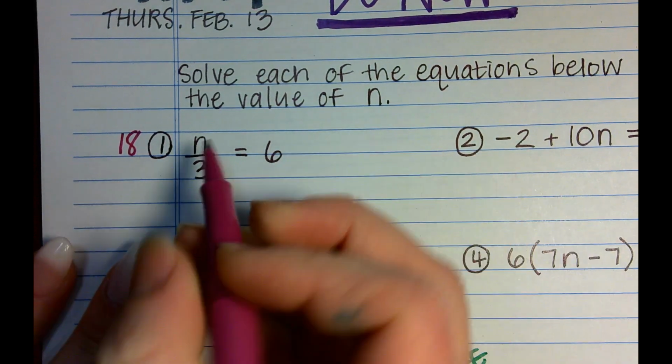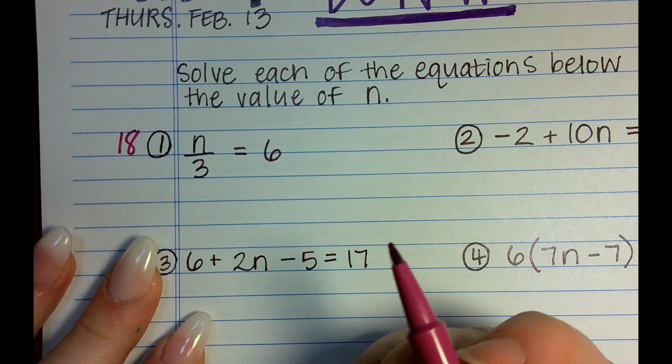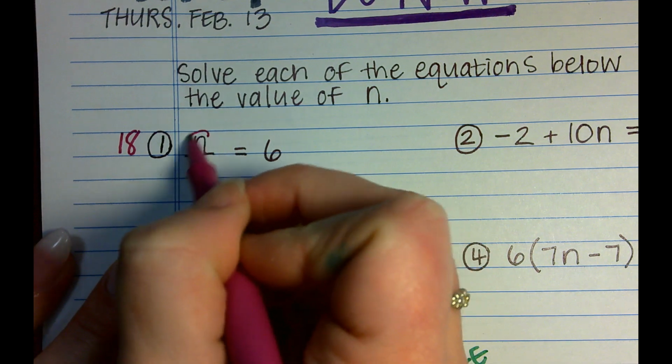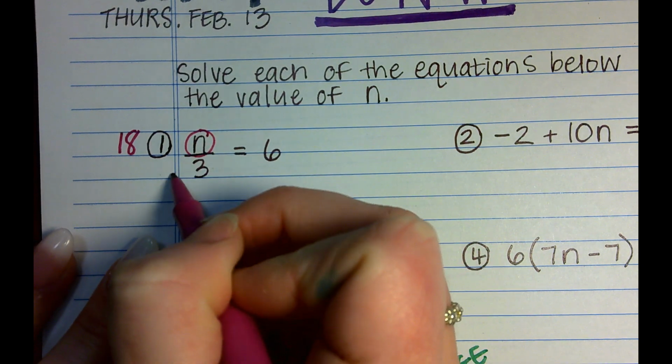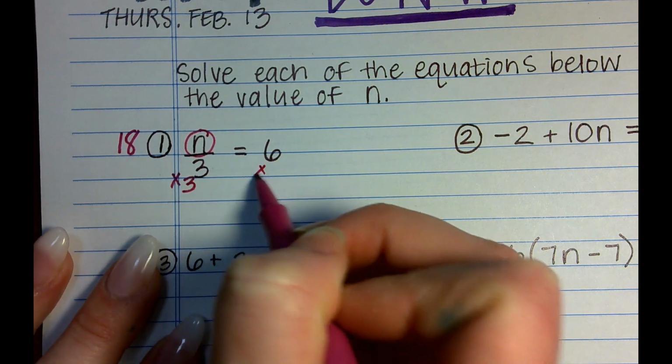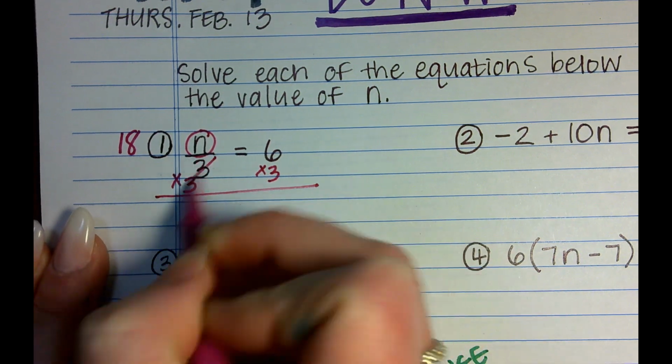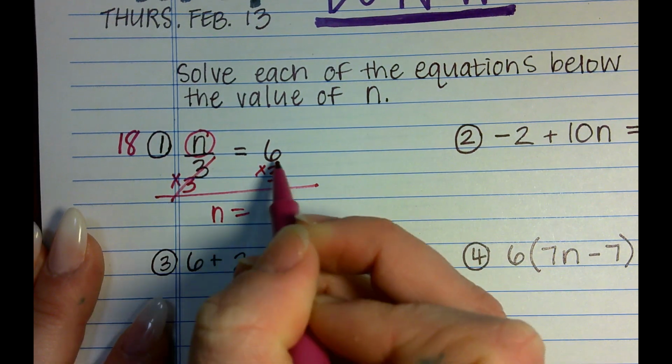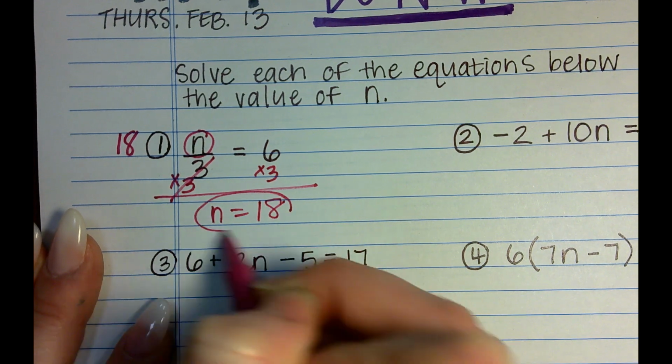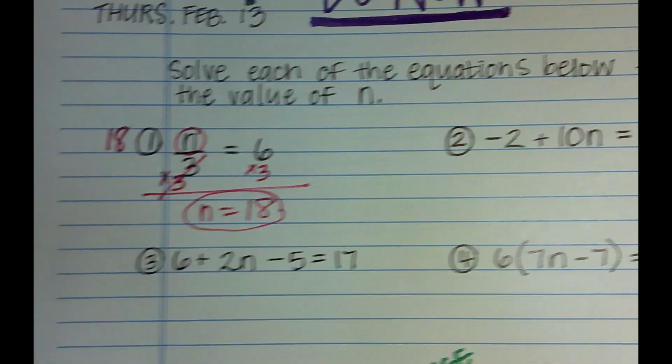That is correct. I have n divided by 3 equals 6. We want n by itself. To get rid of divided by 3, we do the opposite, times 3. And my 3's cancel. n equals 6 times 3, which is 18. Very nice. Let's look at number 2.